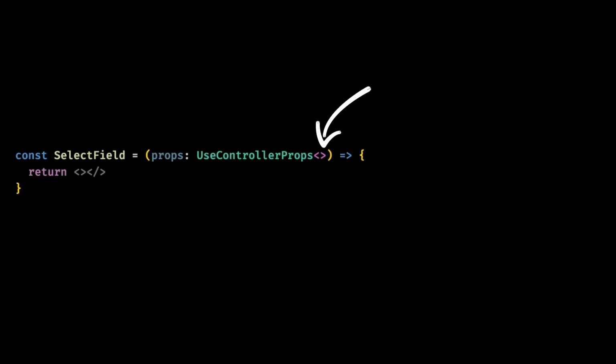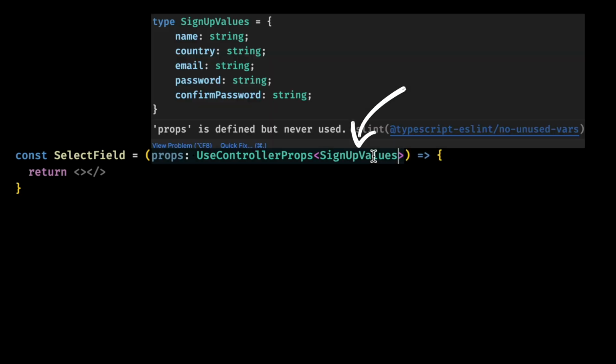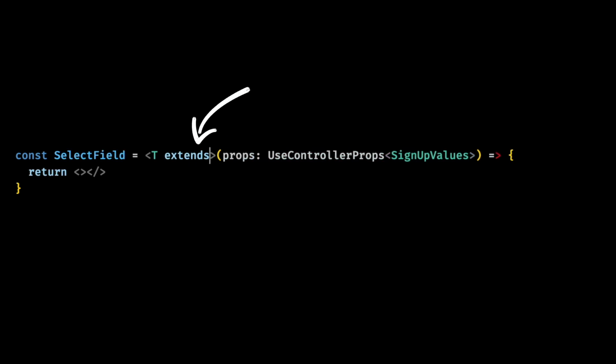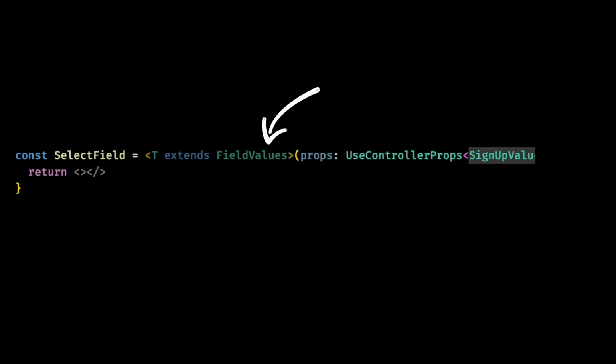We could add the type of our form here, but then we would only be able to use this with this form here. We want to be able to use the select component in other forms as well, so we will make this a generic component. Our type needs to extend the field values type from React Hook Form, and now we can pass it here. That's it for the controller props.